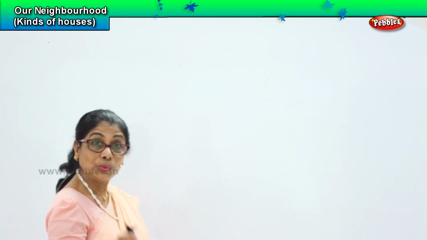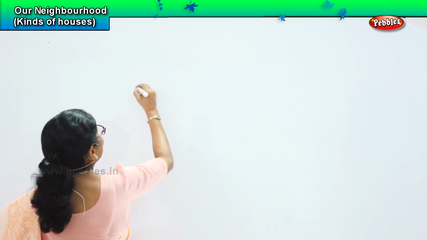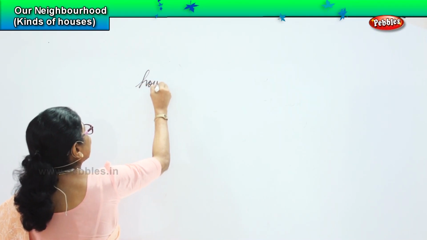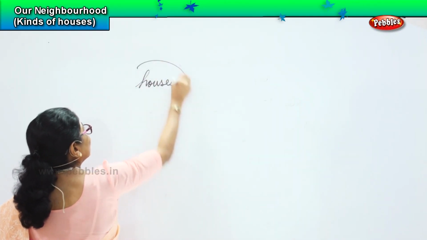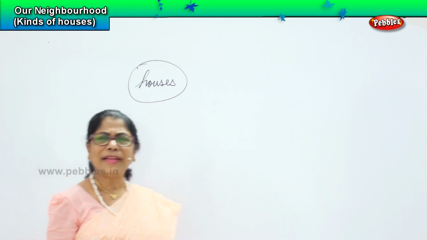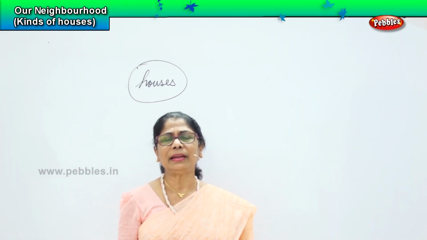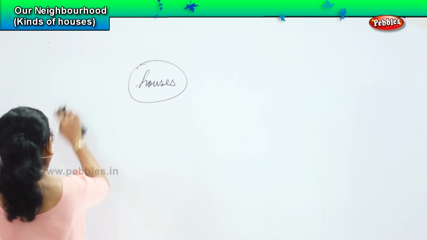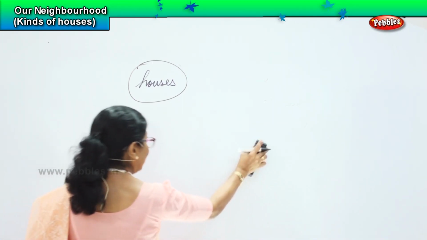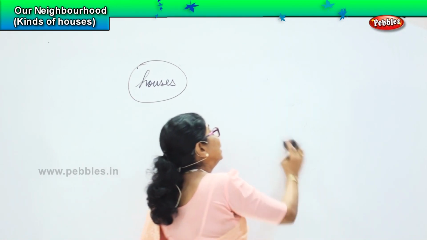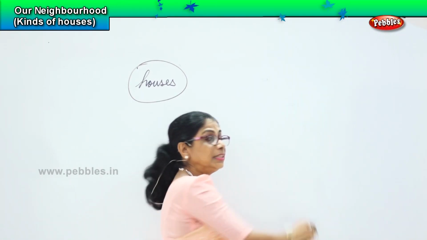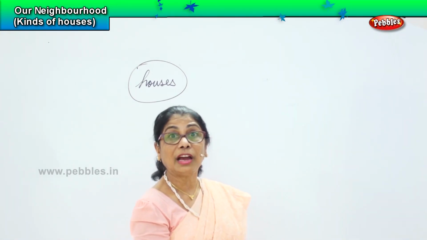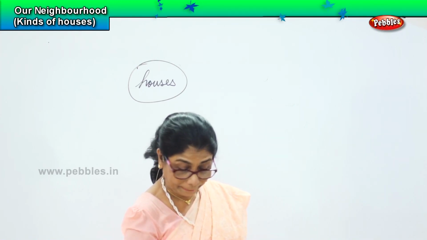Now let us look at houses. We're talking about helpers. Now, houses. When you say house, there are very many kinds of houses we can think of. People make today, not like olden days, today ever so many different types of houses are there.